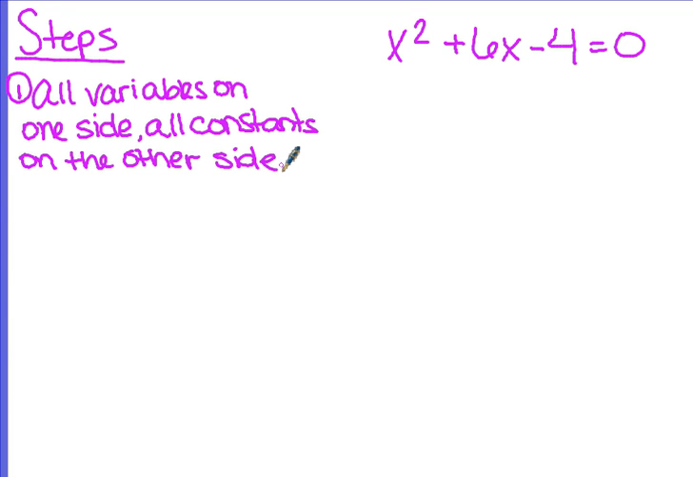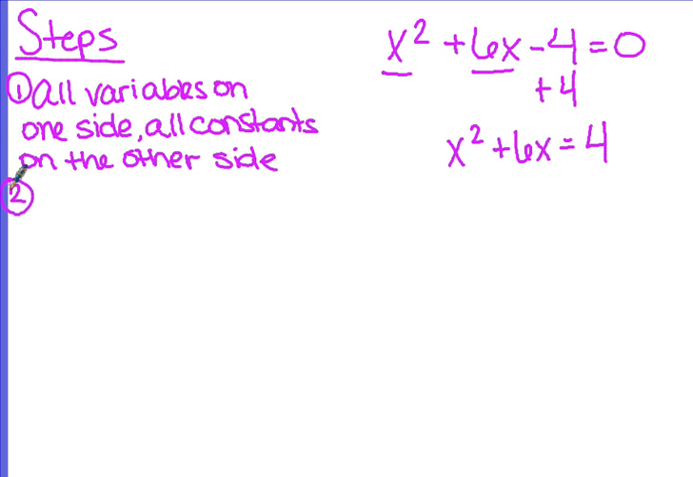So in our example equation over here, we're going to keep our variable terms, x squared and 6x, on this side of the equal sign. We want to move the constant to the other, so we're going to add 4. If I add 4, I get x squared plus 6x equals 4.